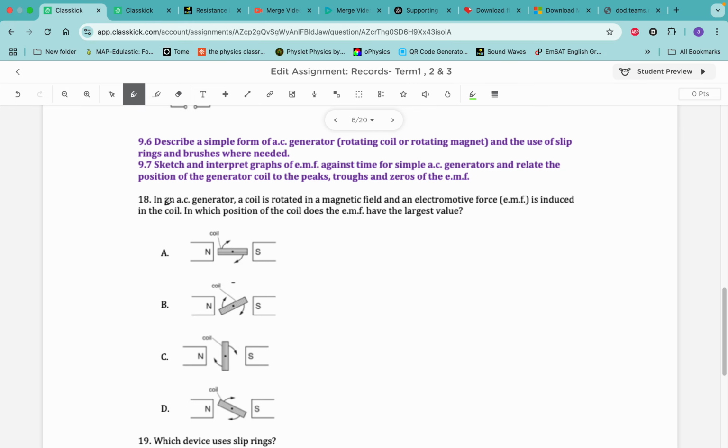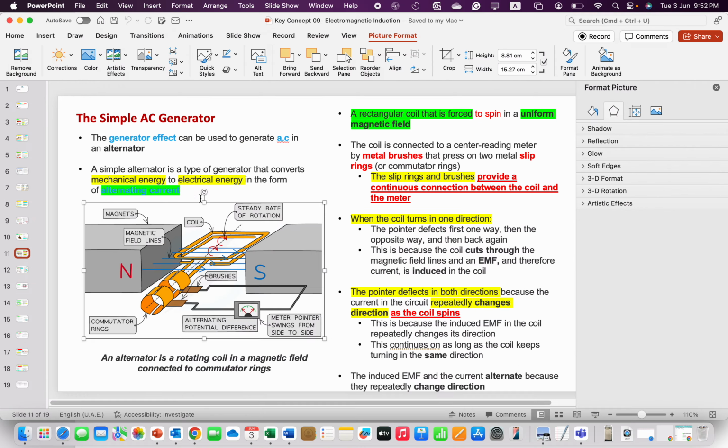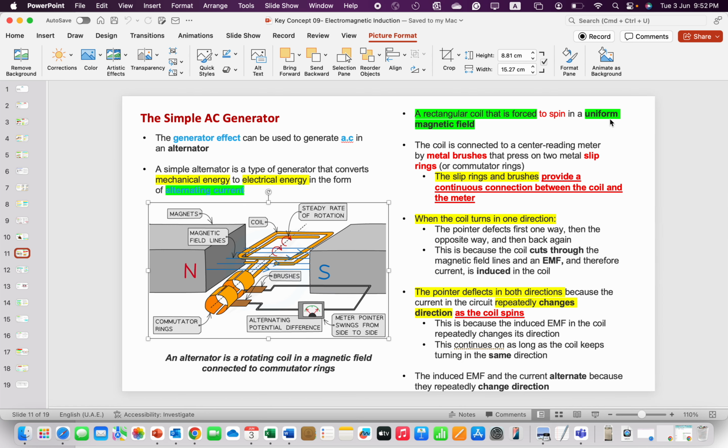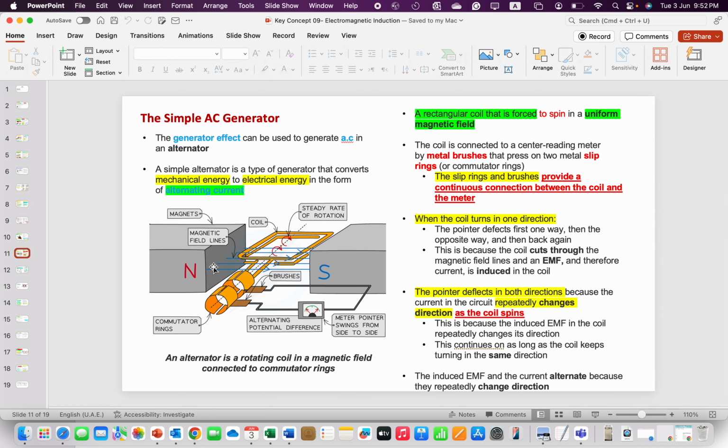with the idea that talks about AC generator. Let me just remind you what is AC generator. It composed of two poles of the magnet, and of course magnetic field is getting out of north into south, and there's a coiled wire is able to be rotated across the magnetic field between the two poles.